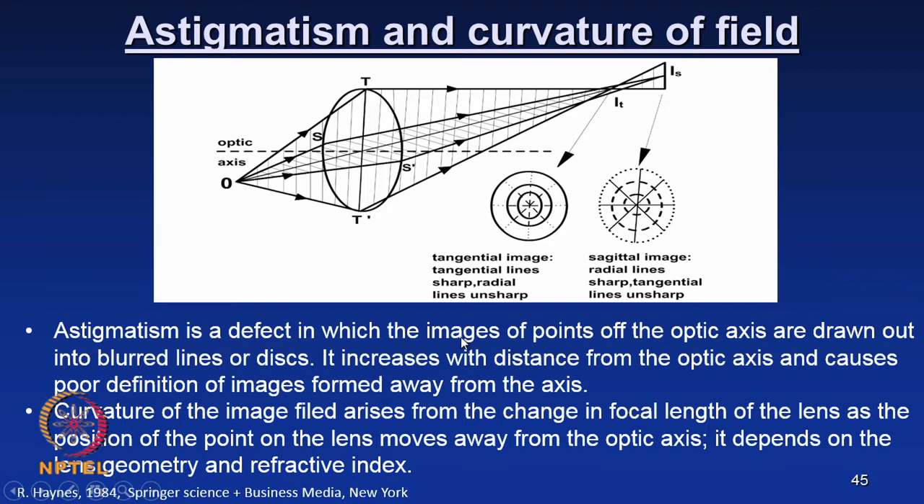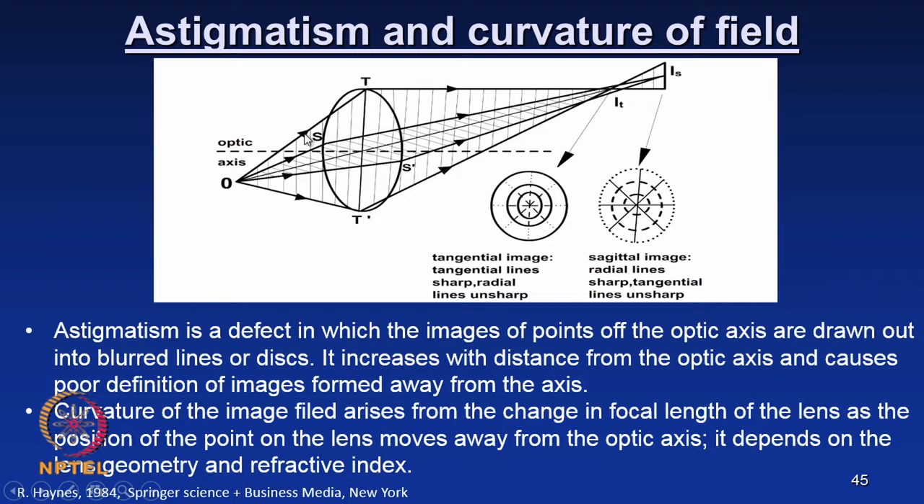Astigmatism is a defect in which the images of points off the optic axis are drawn out into blurred lines or discs. So, like this, these are the two discs we are talking about. It increases with the distance from the optic axis and causes poor definition of images formed away from the axis. So, as the distance increases from the optic axis, the image quality also goes bad.